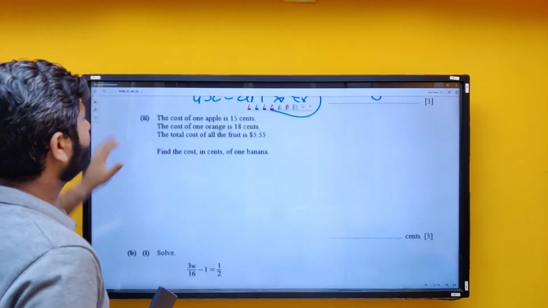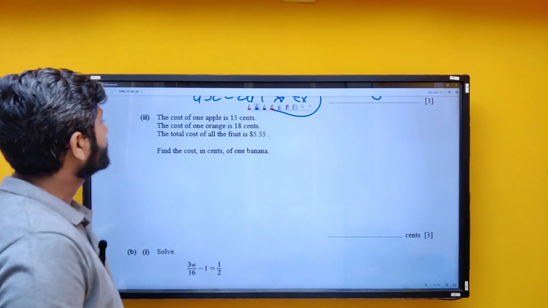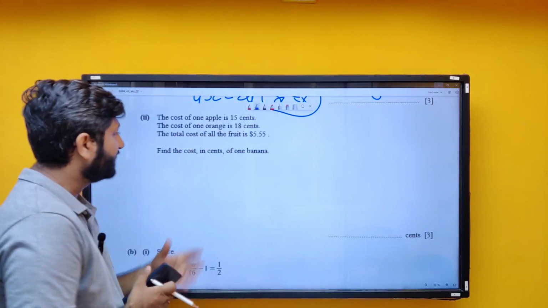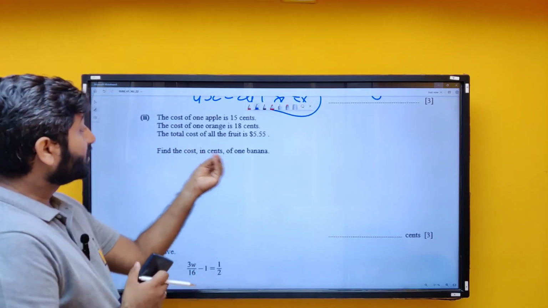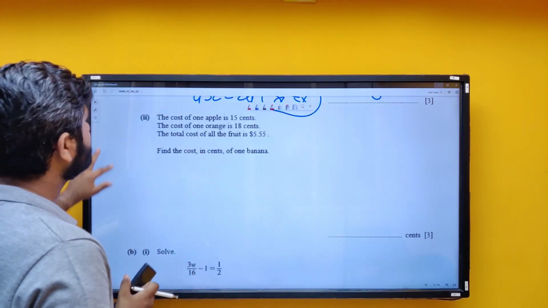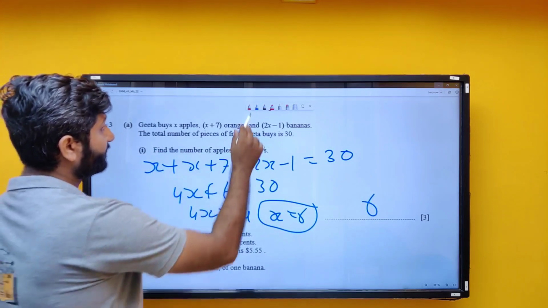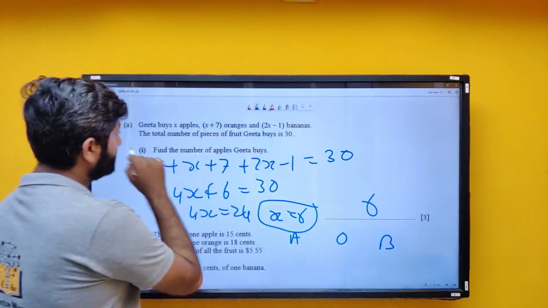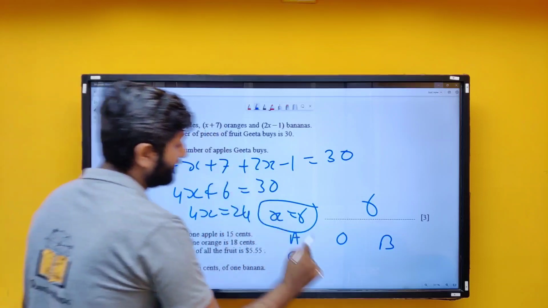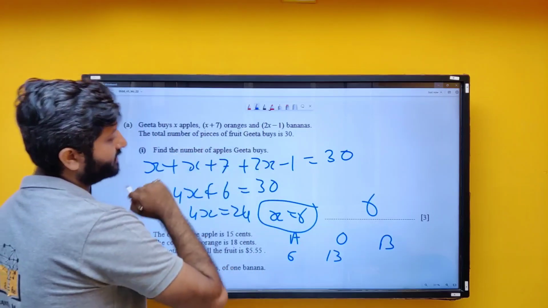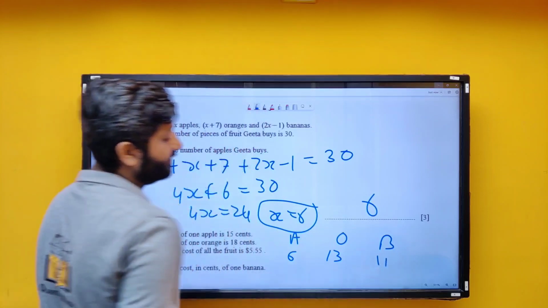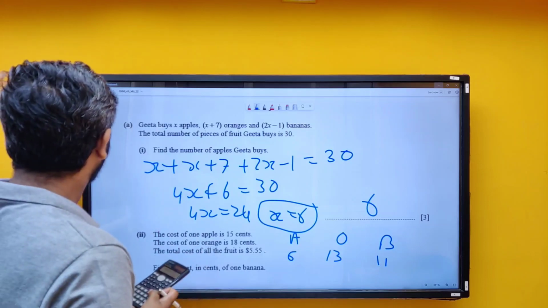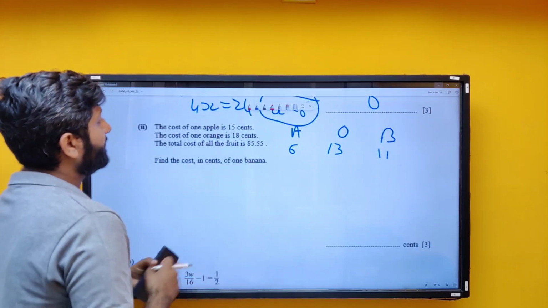Next, the cost of 1 apple is 15 cents and the cost of 1 orange is 18 cents. The total cost of all the fruits is 5.5 dollars. Find the cost in cents of 1 banana. Okay, so the cost of 1 apple is 15 cents. So she's buying apples, oranges and bananas. She's buying 6 apples, 6 plus 7, 13 oranges, and 2 into 6, 12, 12 minus 1, 11 bananas, right? 13 plus 11 is 24. Yes. Okay.